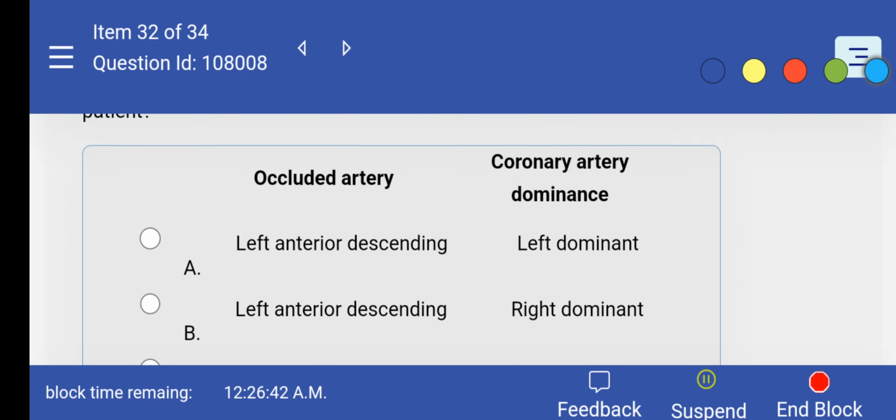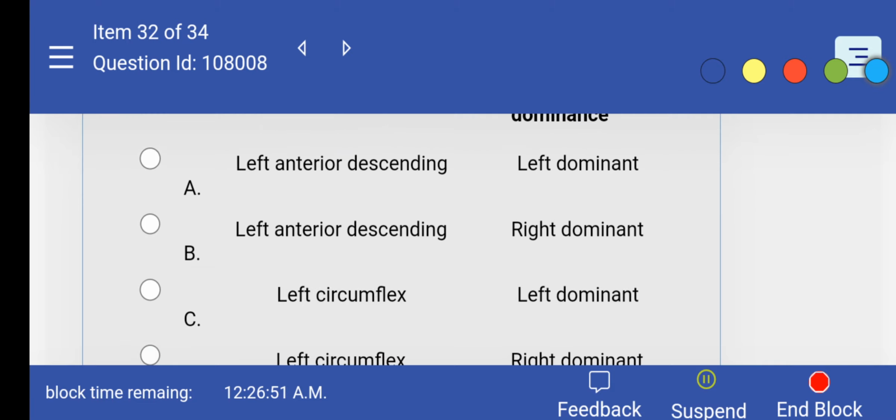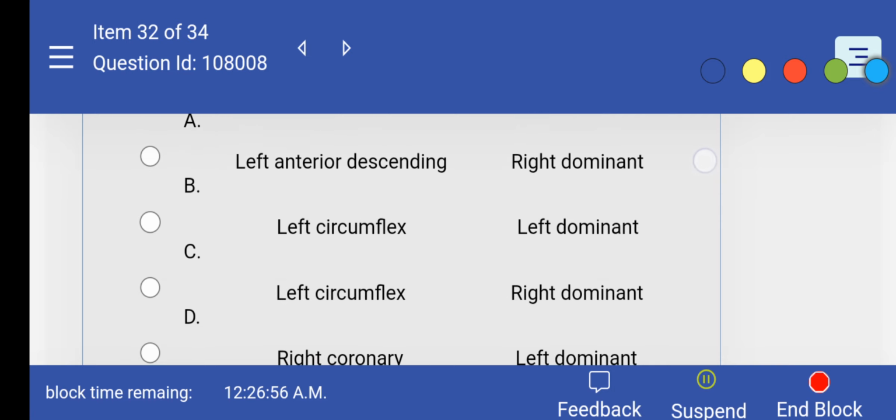Occluded artery with that coronary artery dominance. Option A, LAD and with left dominant. Option B, LAD with right dominant. Option C, left circumflex with left dominant.